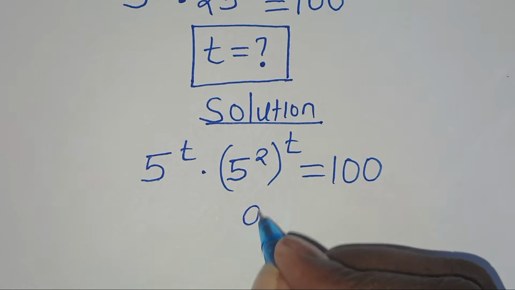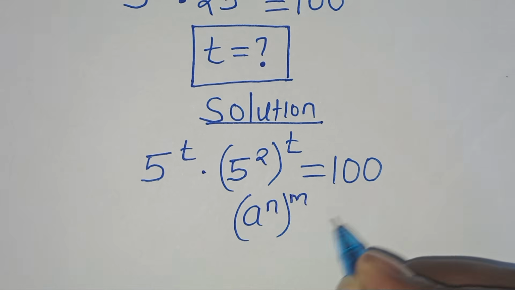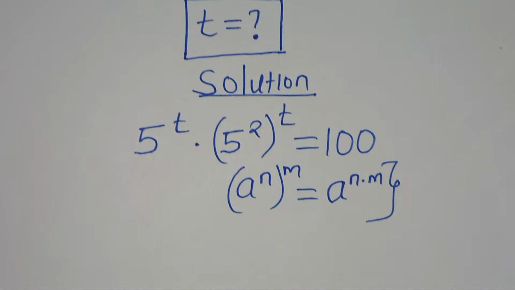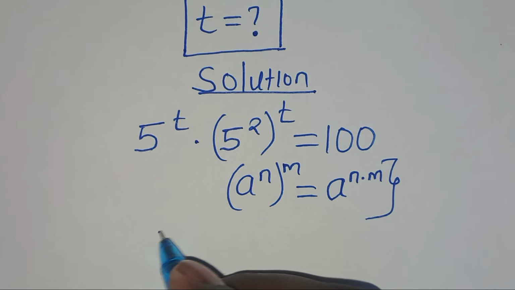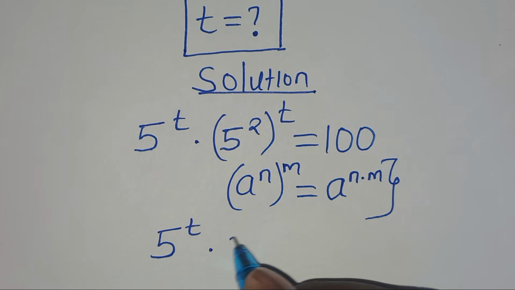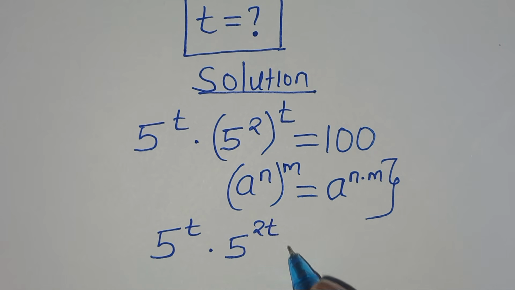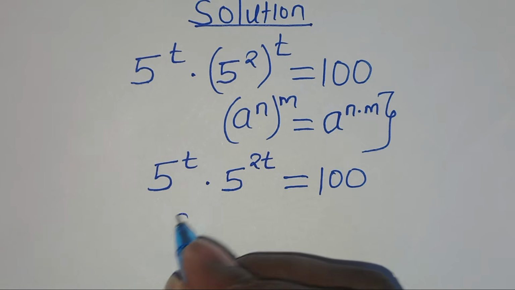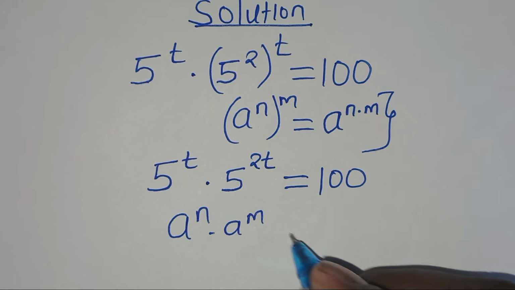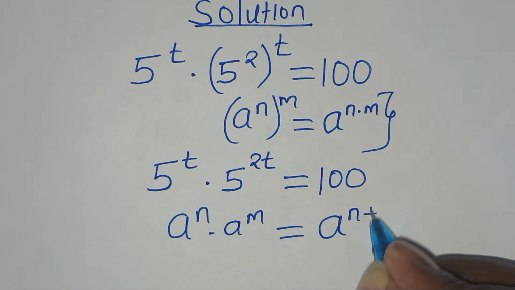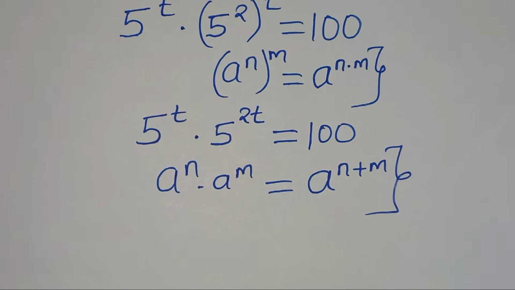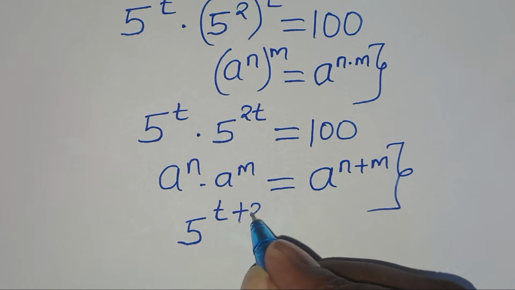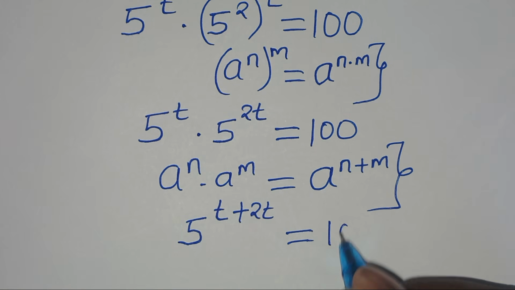Now this is in the form of a to the power of n raised to the power of m, which we can express as a to the power of n multiplied by m. Applying this exponent property, we have 5 to the power of t times 5 raised to the power of 2t. This is equal to 100. So this is in the form of a to the power of n times a to the power of m, which we can express as a to the power of n plus m. Applying this property, here we have 5 raised to the power of t plus 2t. This is equal to 100.